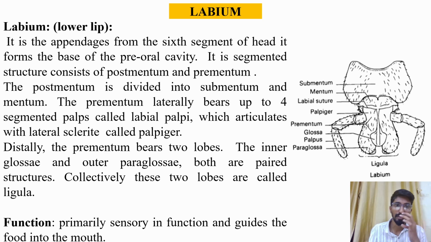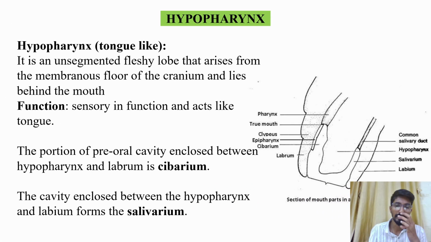Coming to the hypopharynx, it acts just like a tongue. It is an unsegmented fleshy lobe that arises from the membranous floor of the cranium and lies behind the mouth. The function of this hypopharynx is that it acts like a tongue and directs the food into the mouth.